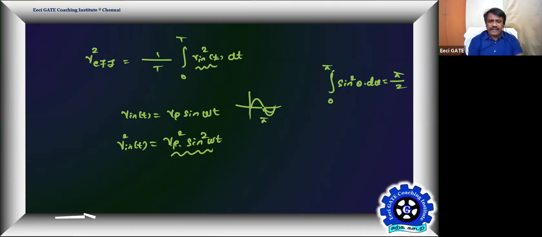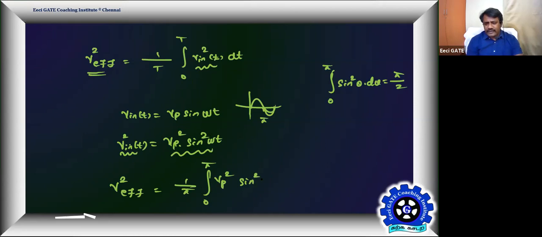Instead of 2 pi, instead of T, you can go for T by 2. So therefore, the sine square signal is going to be periodic with respect to half of the period itself. Exploiting this, I can write V square effective as what? 1 by pi integral 0 to pi, then what? V in square of t as Vp square into sine square theta into d theta, I can write.